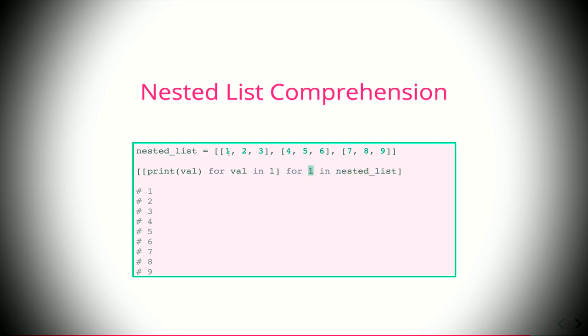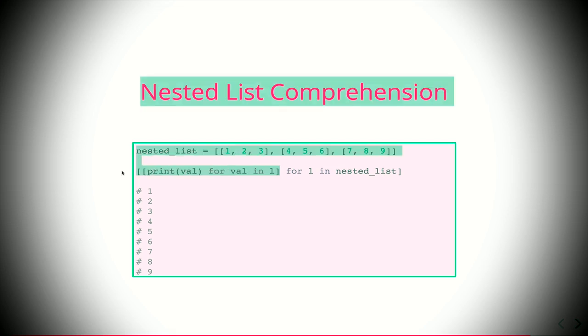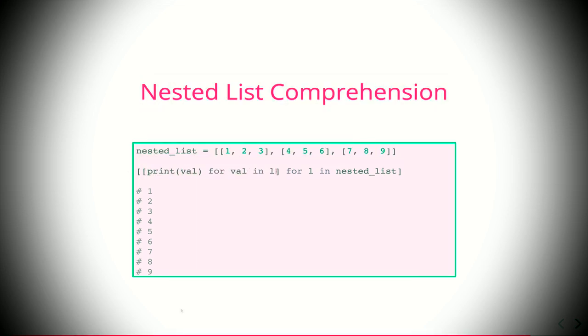I mean, that looks exactly like the 1 and the L. I guess they're the same. Well, I wouldn't name a variable 1, so it must be an L. So for list in nested list, for each one of these, we then have this nested thing, print the value for val in l.